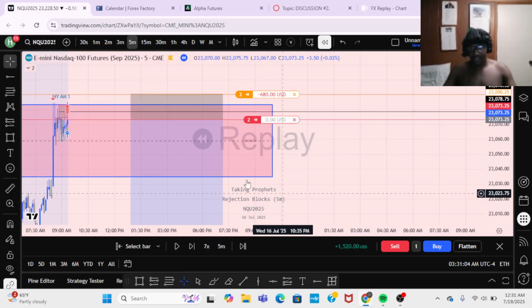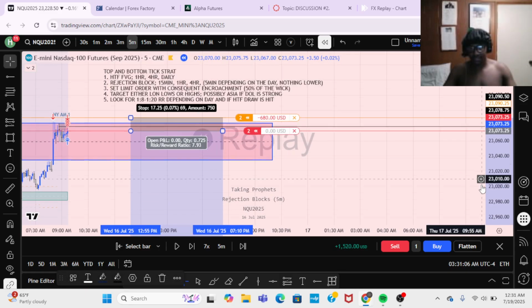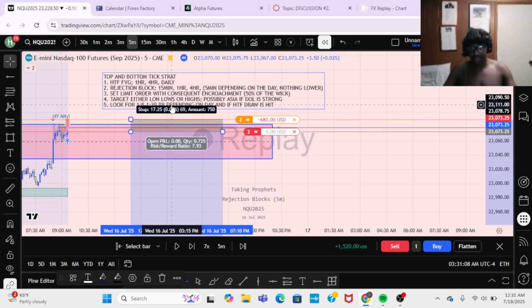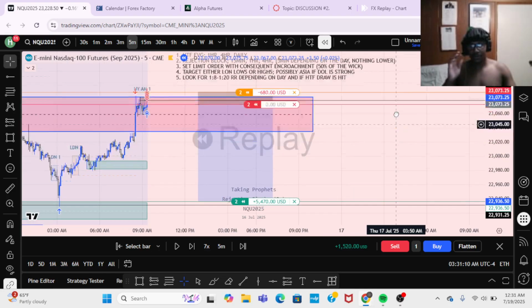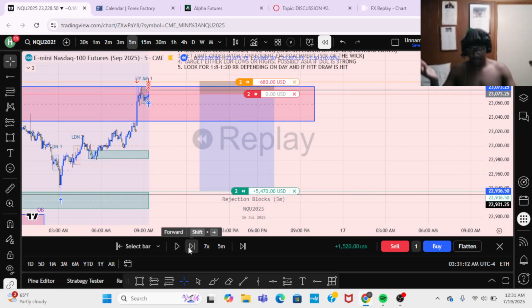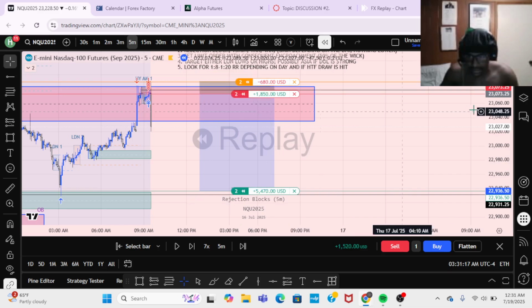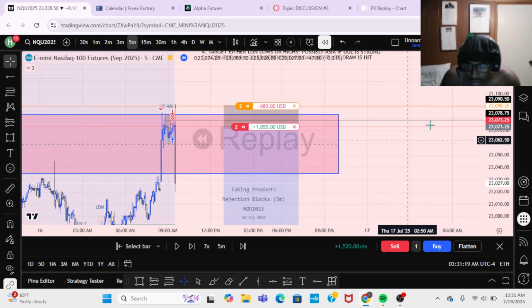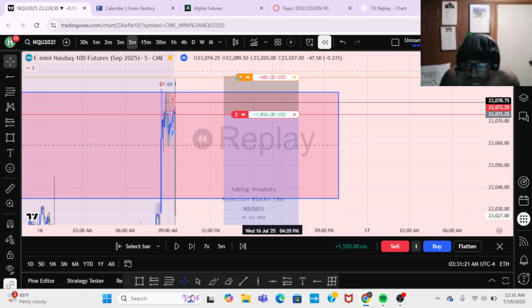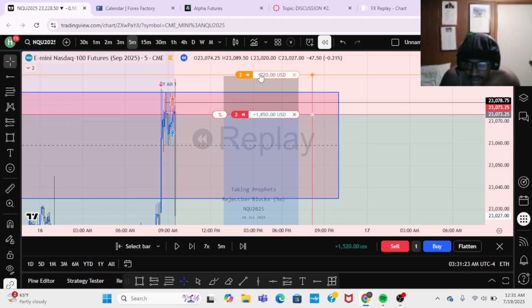I could be wrong with this, but it's between 1 to 8 and 1 to 20. This is a high R to R. So let's just see how this will play out. You officially get tagged in. You almost would get stopped out.